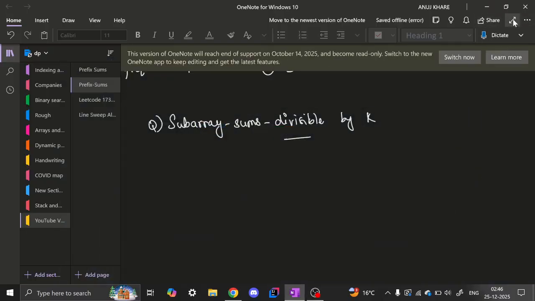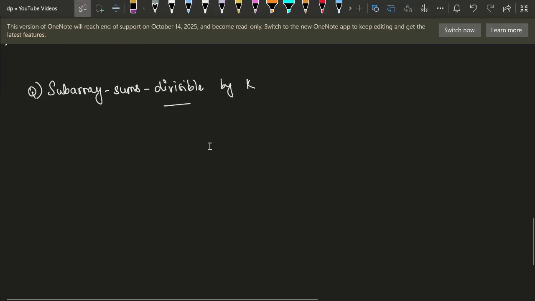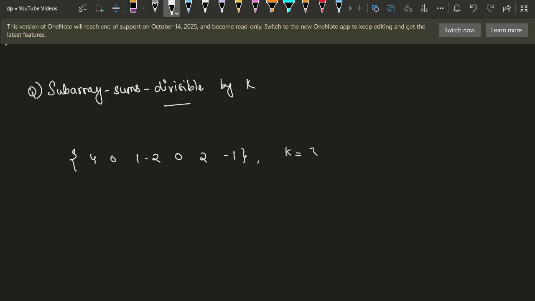Hey, hi everyone. So today in this video we'll be talking about another Leetcode question, which is subarray sums divisible by k. So we have an array 4, 0, 1, -2, 0, 2, and let's say -1, and here also let's say 2. And then we are given a k, and then we have to count how many subarrays exist which are divisible by k.